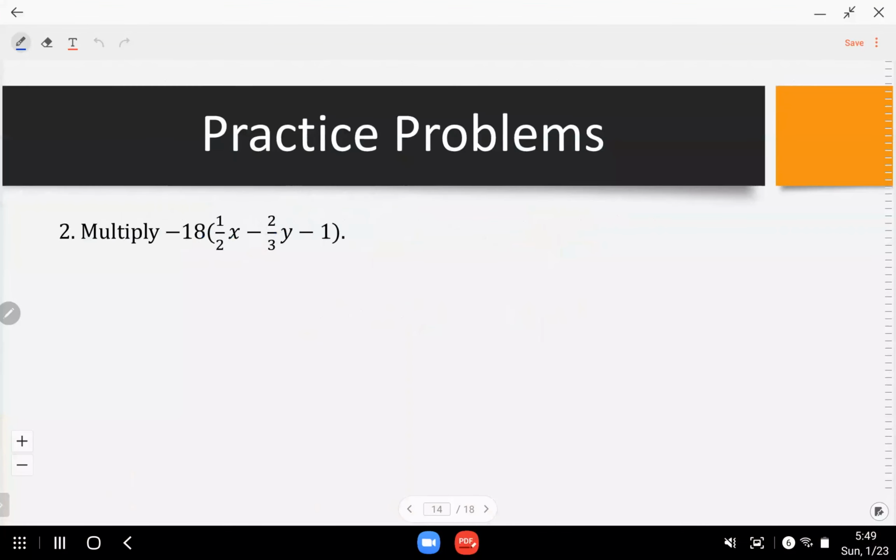All right, so let's look at some practice problems. And our second problem here, right? Multiply -18 times 1/2 x minus 2/3 y minus 1. Okay, let's do this.